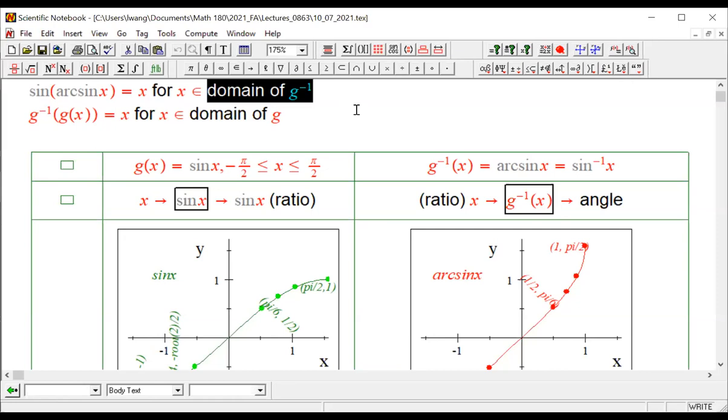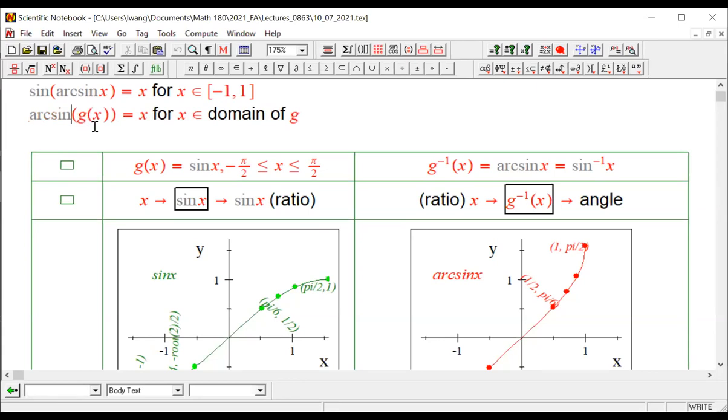We just talked about that box. The domain is a horizontal span between -1 and +1. So what would that be? You see how naturally it comes? It's just a special case. Do you see that? And G inverse is arc sine, and what is G? Sine, for x in the domain of G. What's the domain of G? Between -π/2 and π/2.